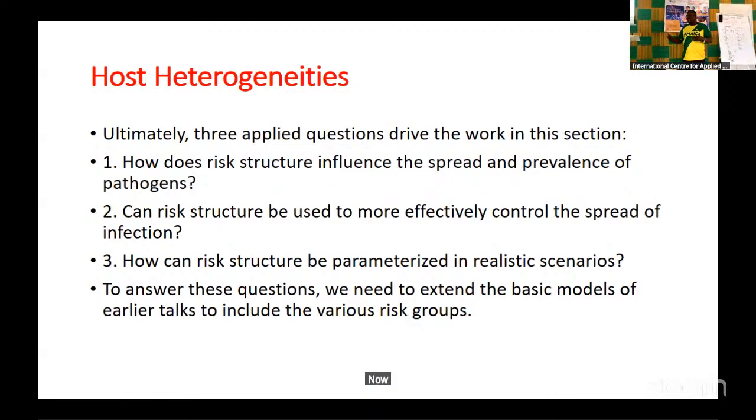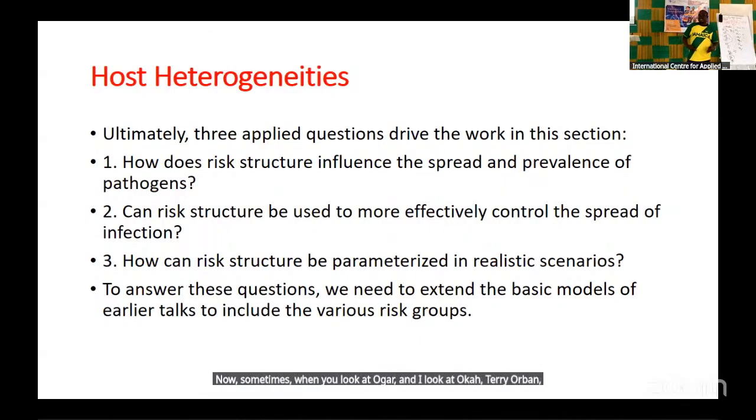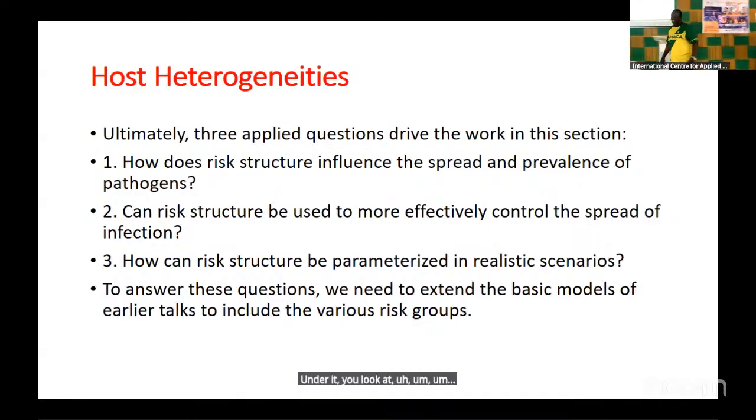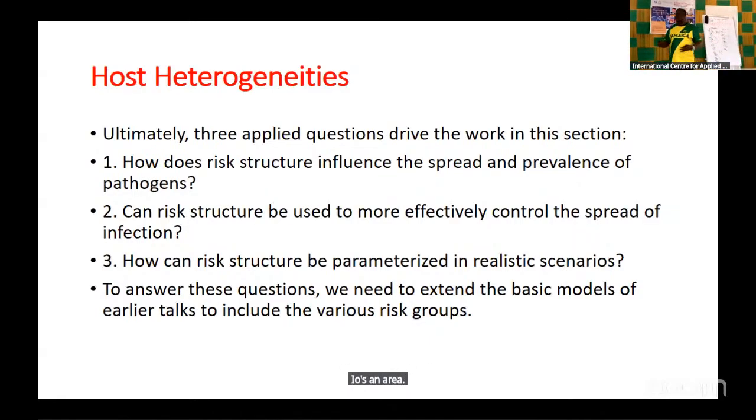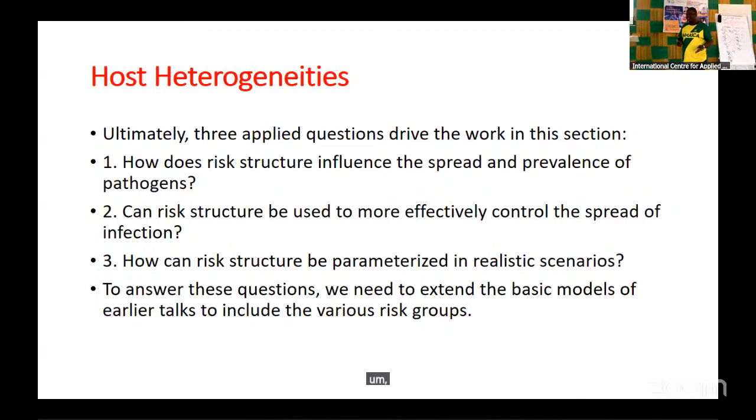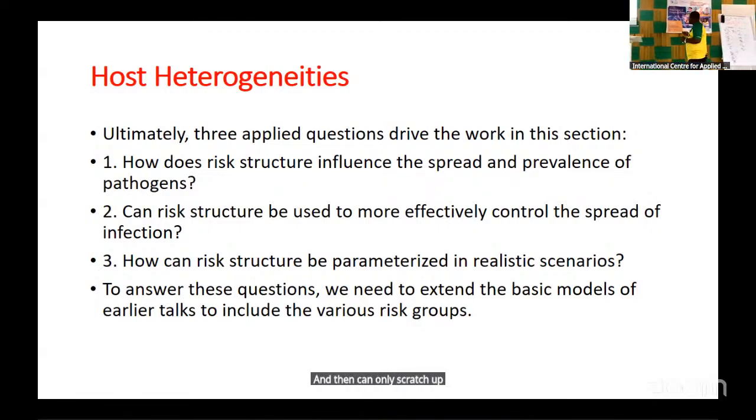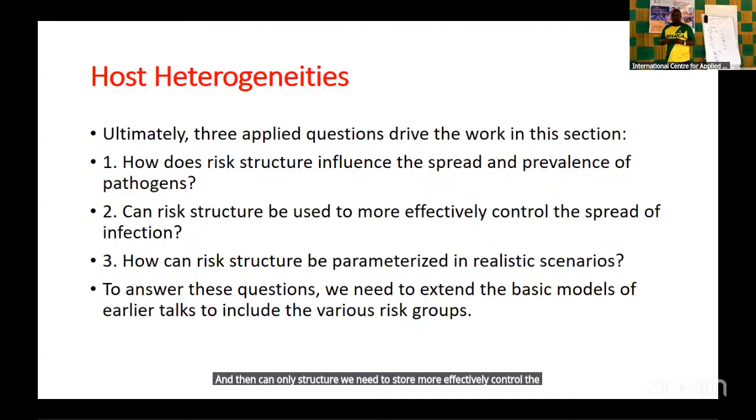Sometimes when you look at urban, peri-urban, and rural settings, how does malaria vary? There are certain rural settings that are more dangerous than urban or peri-urban settings. So these are things we can build some risk structure models on, and then can risk structure be used to more effectively control the spread of infection?